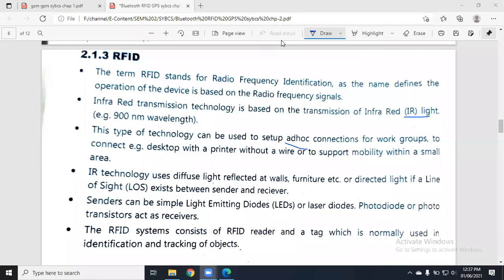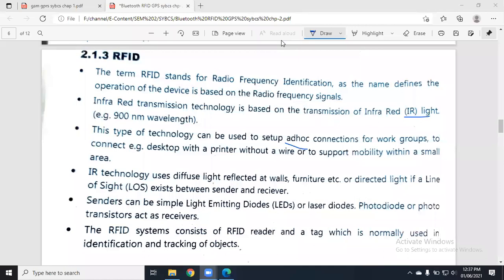For example, a desktop with a printer without a wire, or to support mobility within a small area. Now if you want to take a print and you have a wireless printer, at that period of time, whenever you send the print command, only in that moment your printer is going to activate, or the connection between desktop and printer is going to be activated. Otherwise the connection is not there. You getting the meaning of ad hoc? This technology works on the ad hoc connection, right?